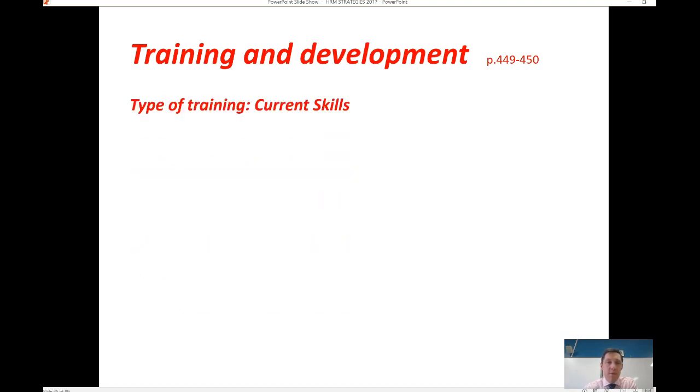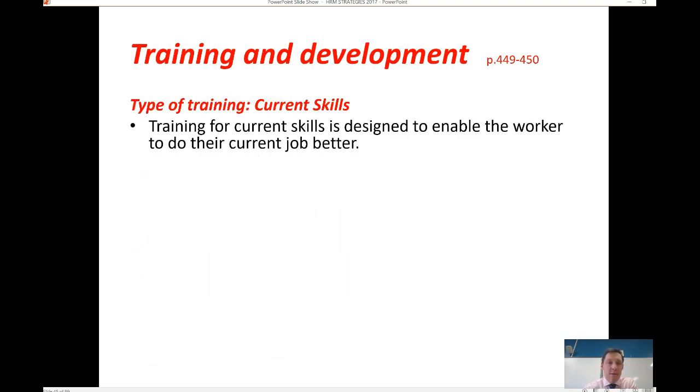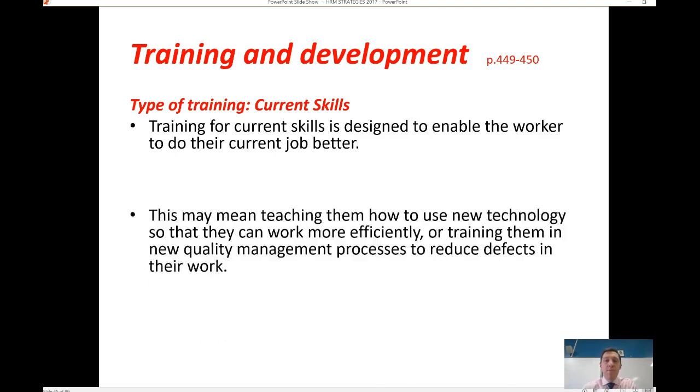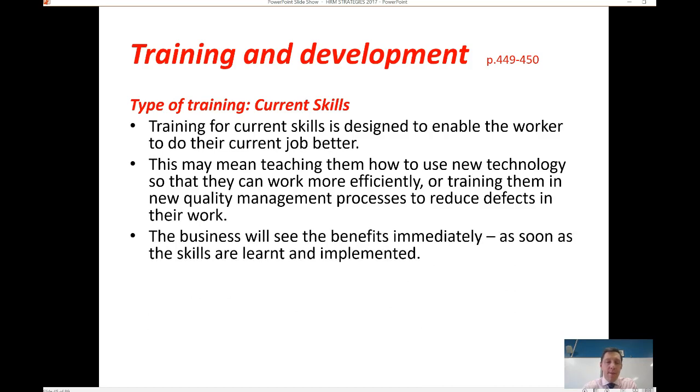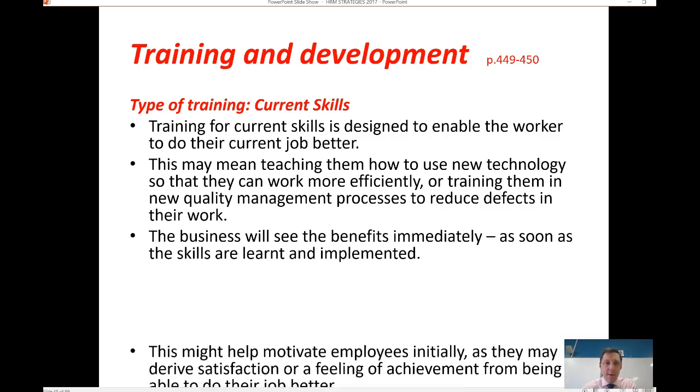In terms of training development and current skills, training for current skills is designed to enable the worker to do their current job better. So from a day-to-day perspective, not looking at the future in terms of development, but their current job. It might mean teaching them how to use new technology so they can be more efficient or training them in new quality management processes. And the business will see the benefits immediately as soon as the skills are learnt and implemented. That training will be able to be implemented straight away.